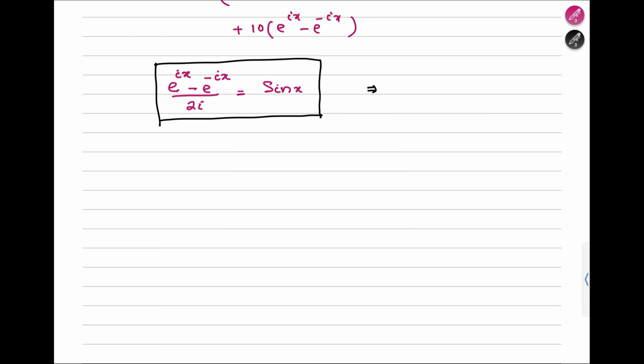From this, we can say if x is replaced by some theta, x is equal to m theta. Please understand this concept clearly. What happens? (e to the power of i m theta minus e to the power of minus i m theta) whole divided by 2i is equal to sin m theta. Very powerful equation.